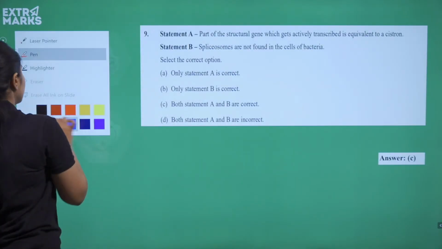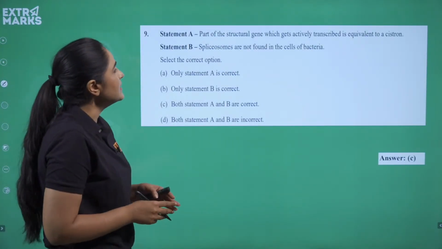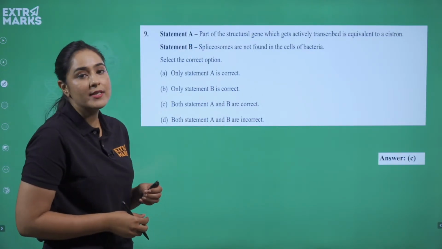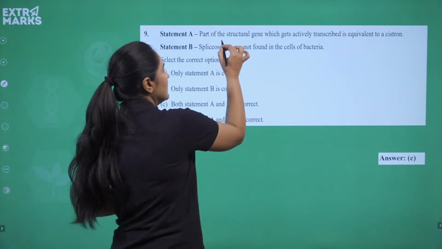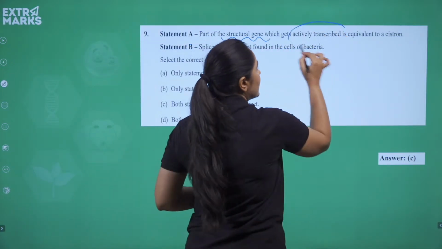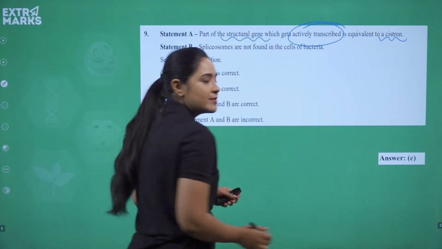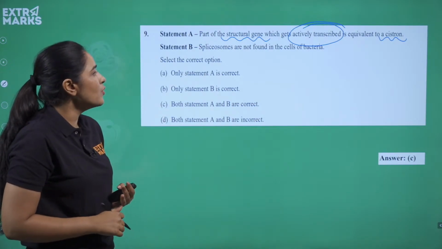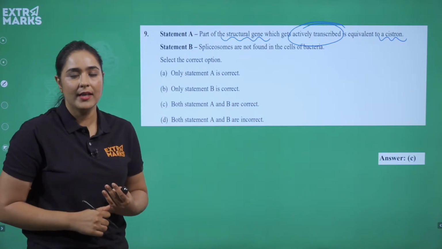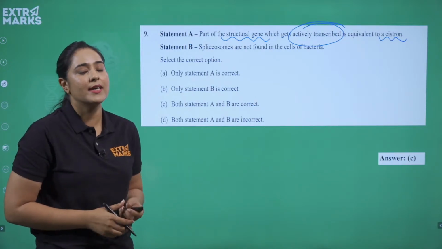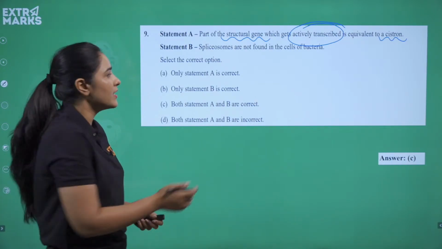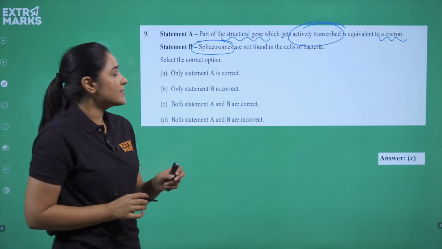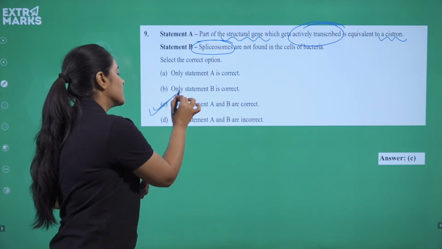Now another question we are having here is, statement A, part of the structural gene which gets actively transcribed is equivalent to a cistron. So obviously the structural gene which will be transcribed is equivalent to the cistron. This statement is here correct. Statement B, spliceosomes are not found in the cells of bacteria. They are not having their application there in the bacteria, in the prokaryotes. So obviously we are not having spliceosomes. So both the statements are correct here, and we are having the correct option as C.